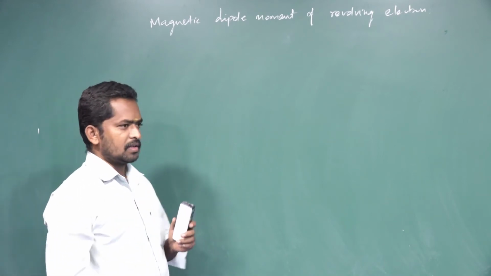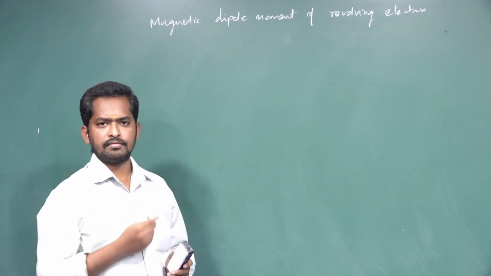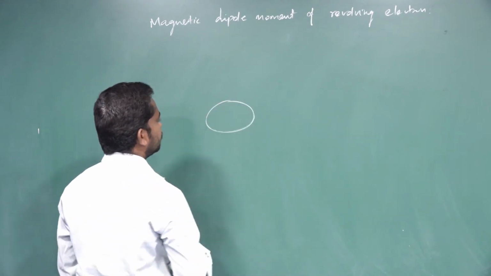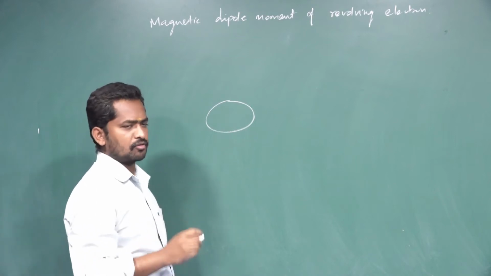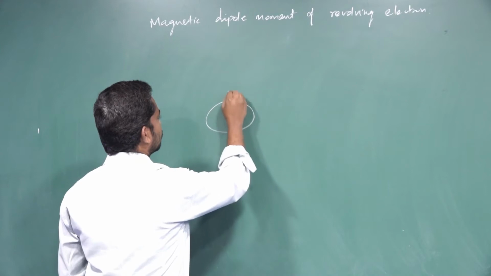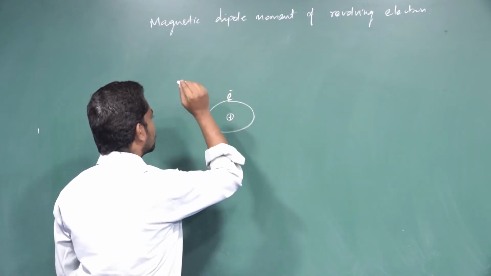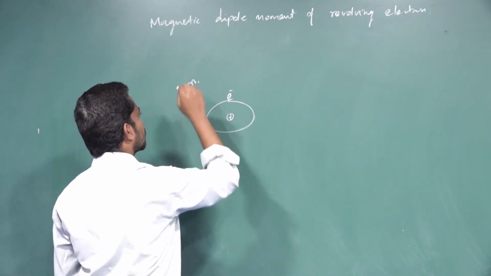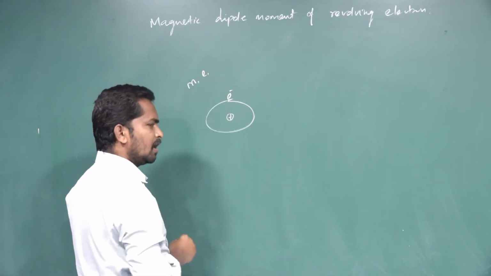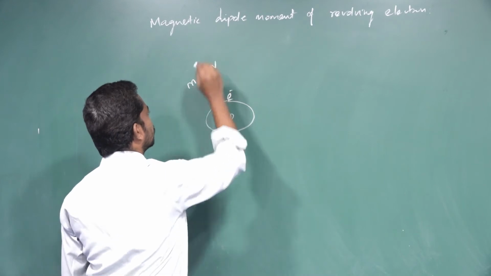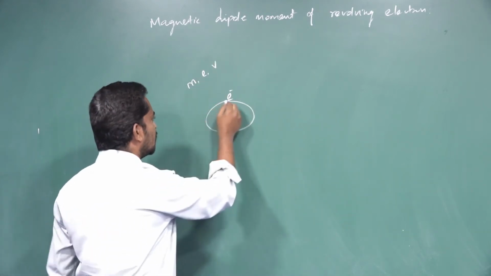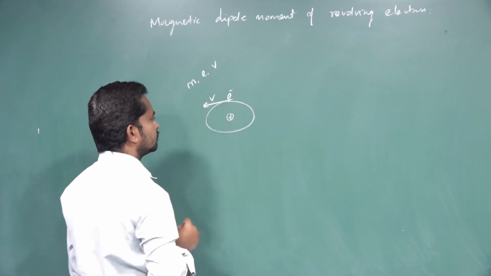You know well, the electron revolves around the nucleus. Just imagine the electron revolving in a circular path. This is the nucleus, and this is the electron. The mass of the electron is m, the charge of the electron is e, and the velocity of the electron is v. The electron revolves around the nucleus with velocity v.